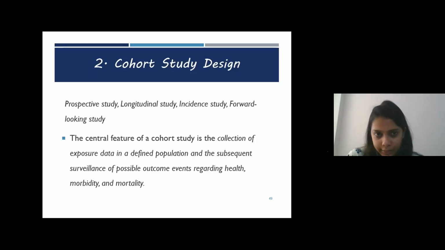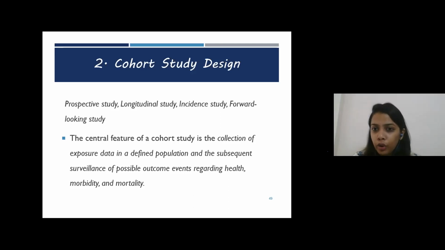Then we have the cohort study design. It's also called a prospective study, longitudinal study, incidence, and forward-looking. The term prospective is generally misused in many places. So, for a study to be identified as a cohort study, just having a prospective element, the term prospective is looking forward, is not enough. The characteristic feature is you need to have your cohort and your comparison group. Okay, so you have to have two groups, and when two groups are not there, the study is not a cohort study, because you will not get your respective analysis and values.